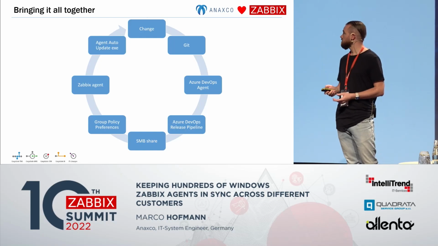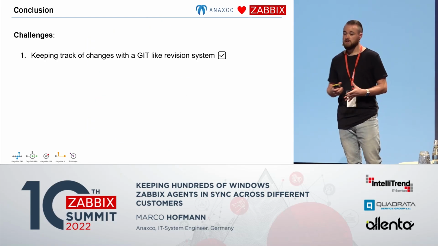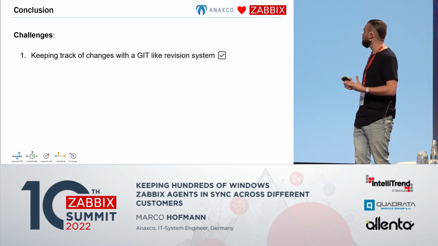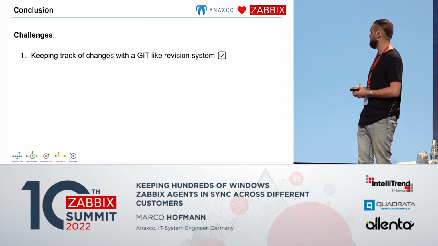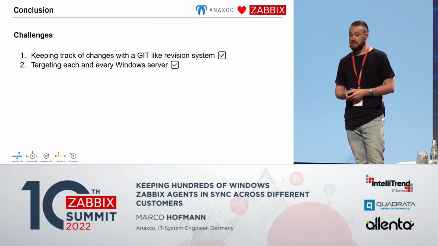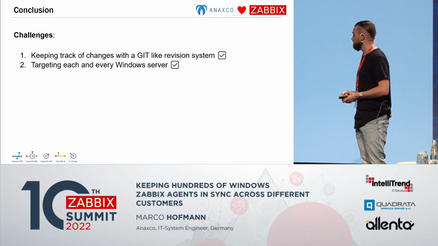So coming back to our 6 challenges. The first challenge was we want to be able to keep track of changes, and we achieved that by introducing Git into this concept. The second challenge was to target each and every Windows server, and we achieved that by making use of group policy preferences.